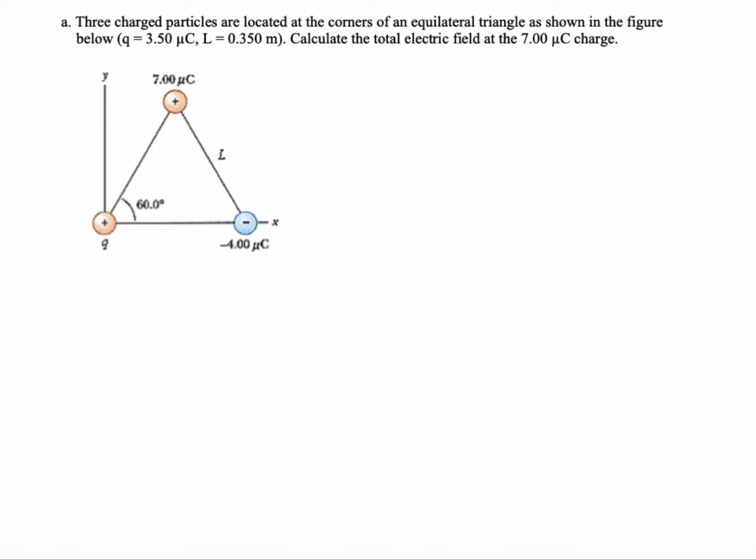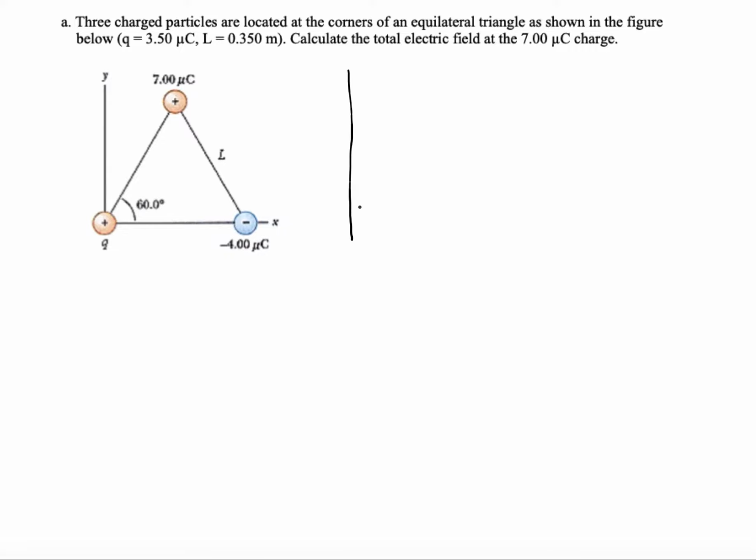Three charged particles are located at the corners of an equilateral triangle as shown. Q is 3.5 microcoulombs, and L, the length of a side of the triangle, is 0.35 meters. Can we calculate the total electric field at the 7 microcoulomb charge?